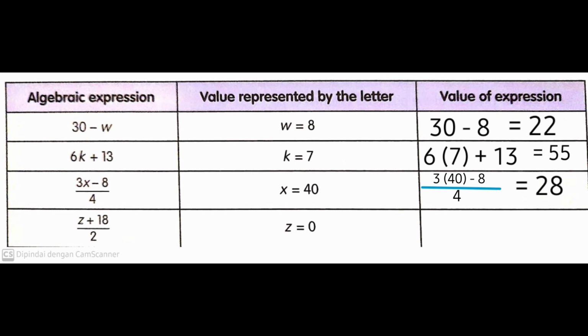Okay, the last one. z plus 18 per 2. If z equals 0, what is the value of the expression? Yes, that's right. 0 plus 18 per 2. So, can you count the answer? Great job, guys. The answer is 9.